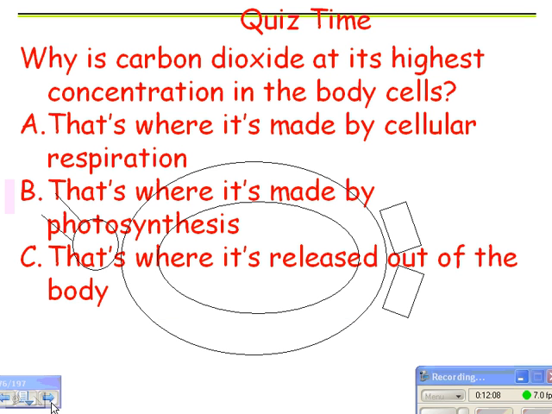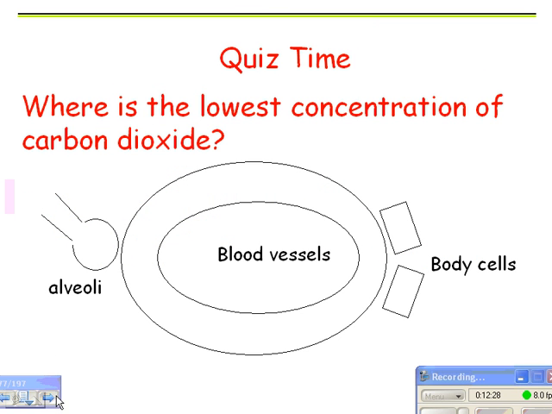Okay, so why is... I know, I should have turned that off. Why is carbon dioxide at its highest concentration in body cells? Because that's where it's made by cellular respiration, that's where it's made by photosynthesis, or that's where it's released out of the body. We definitely perform photosynthesis, not just joking. That's where it's made by cellular respiration. Good. I already mentioned aerobic respiration, not cellular. Let's see if he can do it.